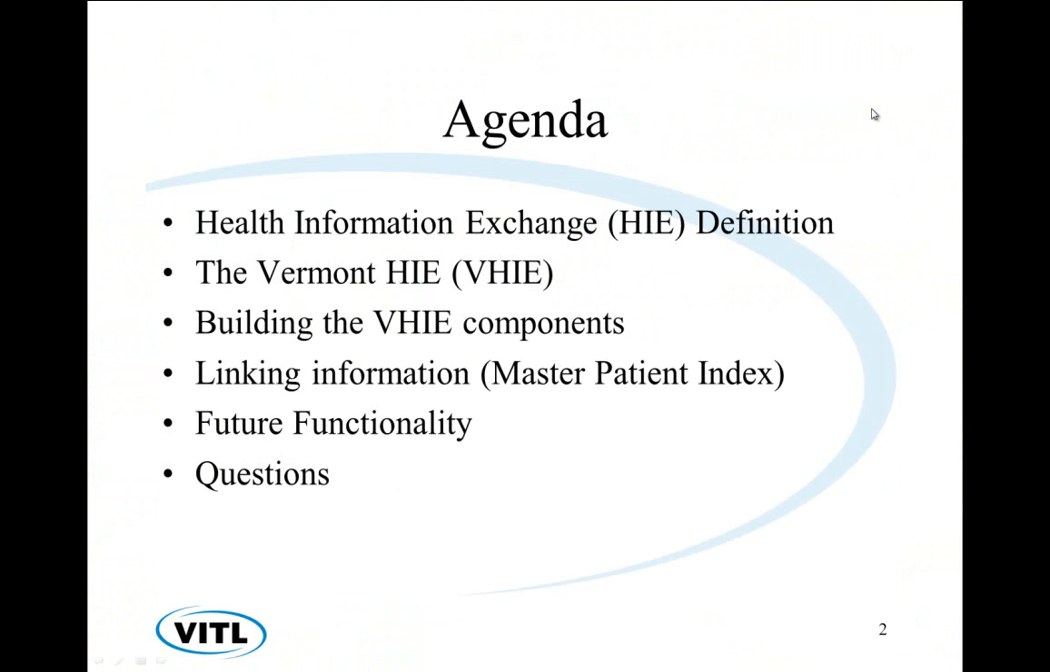And the first thing that we're going to do is go over just the general Health Information Exchange, or HIE, definition. Then we'll jump into really talking about the Vermont HIE, or the VHIE, and the building of the VHIE components. Then we're going to talk about linking all of the information together across the VHIE, really referring to the master patient index. Then we'll talk about the future functionality, what we're planning to roll out in the VHIE, and then we can jump into questions.